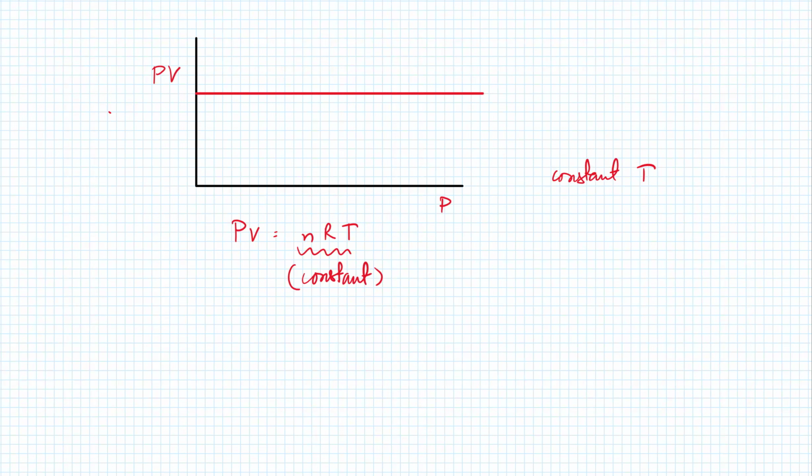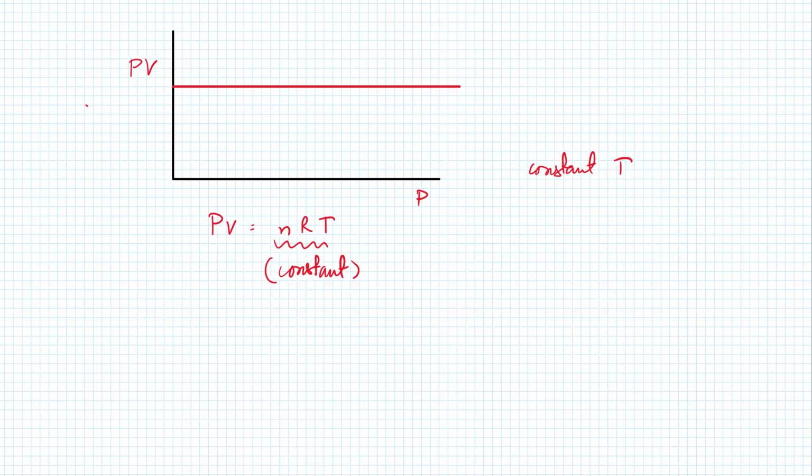Now, this one, PV versus P, it's going to be a constant. Now the idea is that if you have an ideal gas and pressure increases, what happens to the volume? It decreases, right? But the product is going to be a constant, or vice versa, because they're inversely proportional. If you decrease pressure, the volume will increase, right?